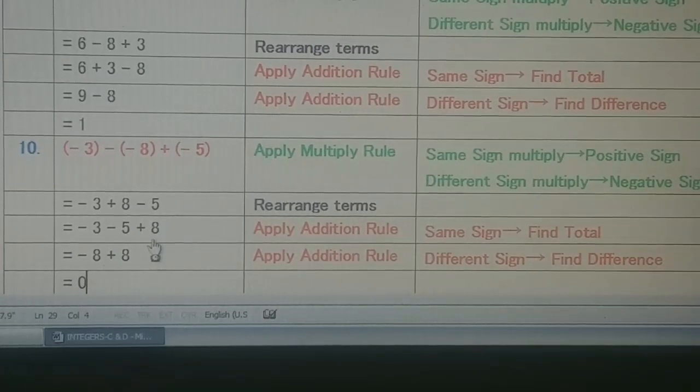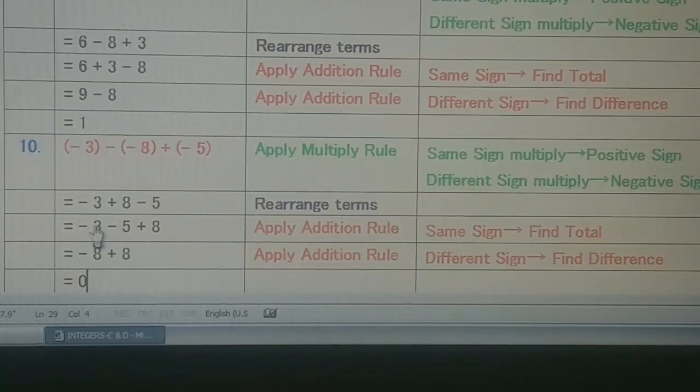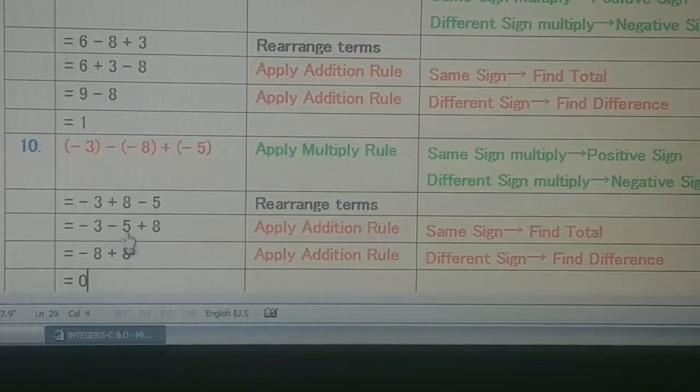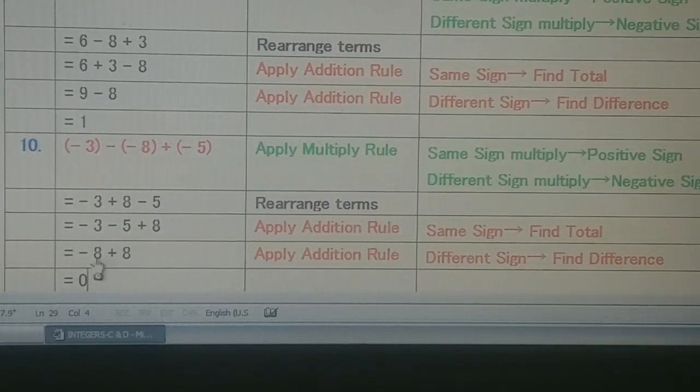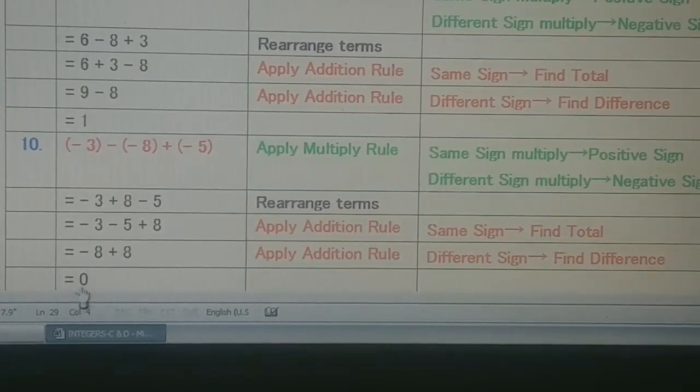Same sign, we do the total for the addition rule. Numbers having the same sign, we do the total. So 3 and 5's total is 8, but our answer will be minus 8. Minus 3 minus 5, the answer is minus 8, and plus 8 we copy as it is. So our step will be minus 8 plus 8, and 8 minus 8 we know that is 0, or minus 8 plus 8 is also 0.